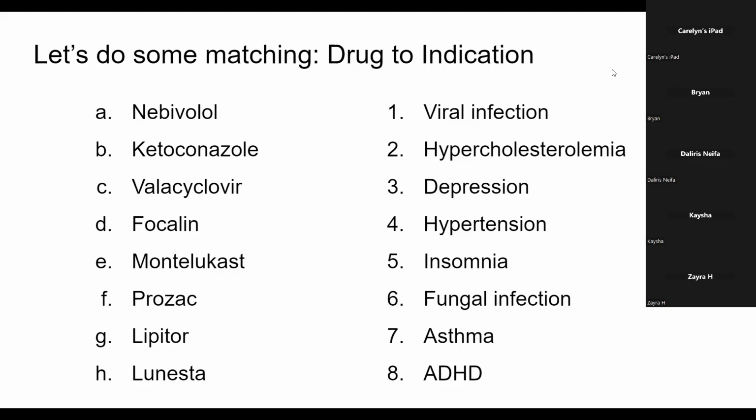What do we have next? E is 7. Montelukast for asthma. Do we agree? Yes, Montelukast for asthma. What's cool about Montelukast? Is it an inhaler? It can be. What's the brand name? Singulair. But it also comes in pills, which is the interesting thing about it. It can be an inhaled medication, but it's also very effective, and it's really the only oral asthma medication we have.